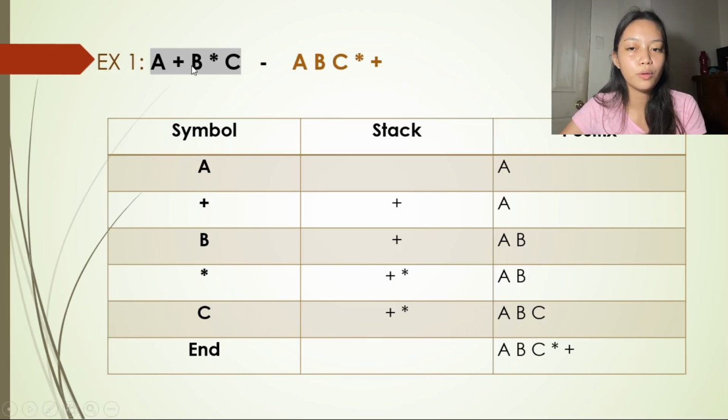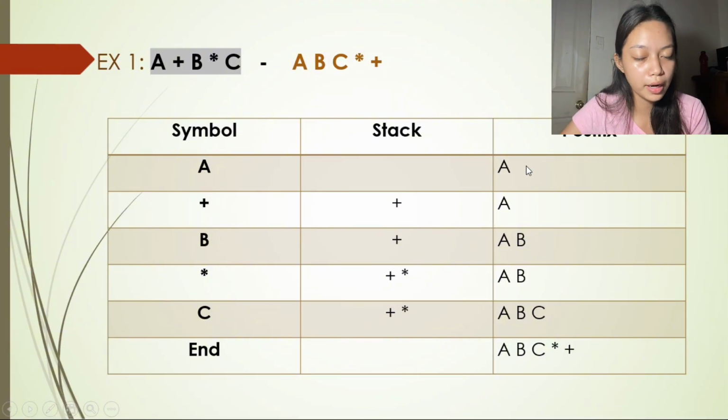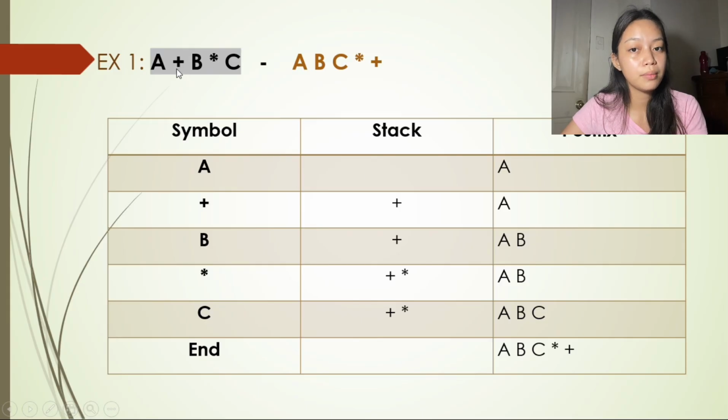First is the symbol A. We put it in the postfix because it's an operand. Next is addition. We put the plus symbol and place it in the stack because it is an operator. Then we copy, and go back and scan B. B is not an operator, so we put it in the postfix. We copy the last operator, and the postfix is now A, B.